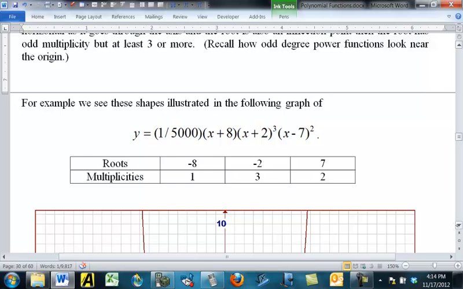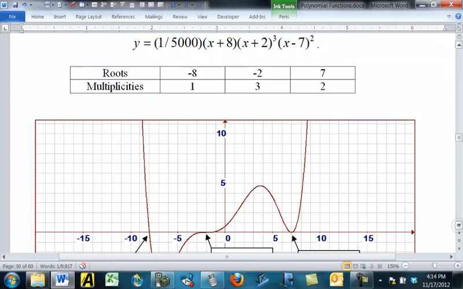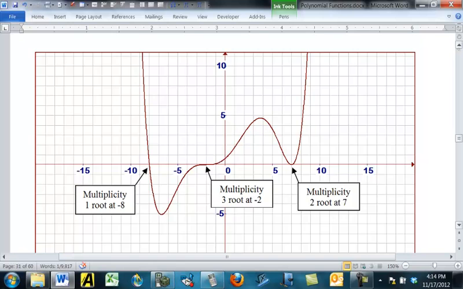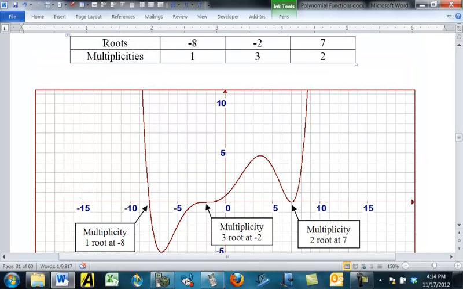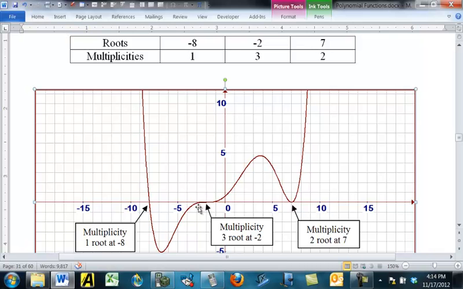And let's look at the graph, and you can see what I'm talking about in the picture here. So over here at negative 8, we have a multiplicity 1 root. If you look in right here, it's going straight through, and it's a simple root, or a multiplicity 1 root. Non-repeated. Now this one, we have x plus 2 cubed, so we see a multiplicity 3 root at negative 2, and if you look in here close, it looks like an x cubed close by. It's an inflection point, horizontal tangent, and goes through there.